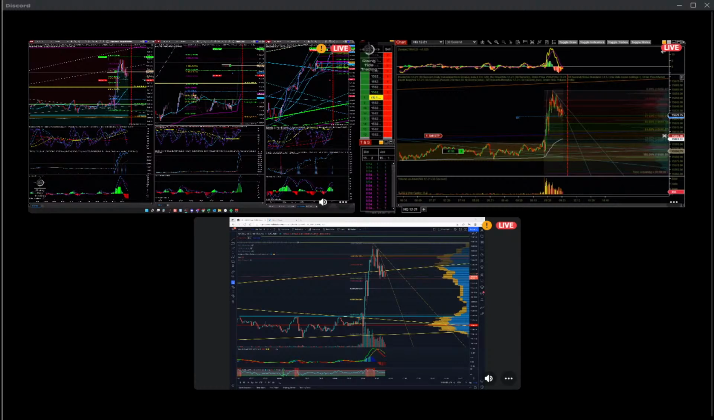I don't like this consolidation that's happening here. It's all about the report coming up.